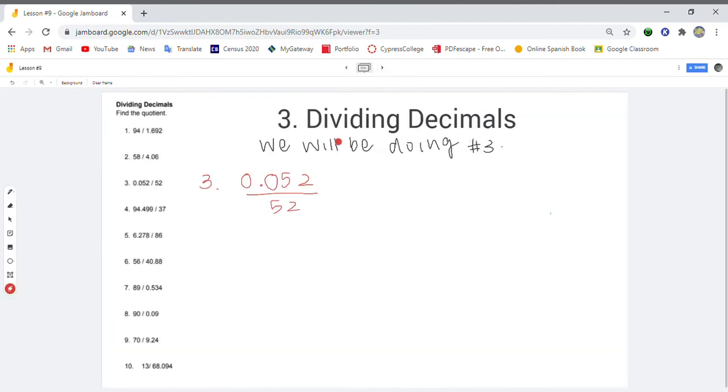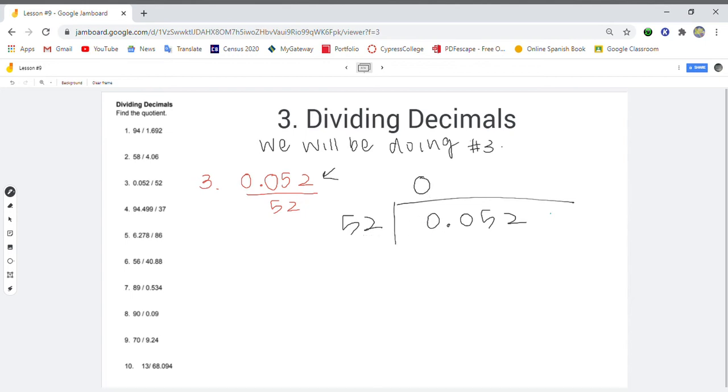Section number 3 is dividing decimals, and we'll be doing number 3 together. It says find the quotient: 0.052 divided by 52. So when writing this, we have to put the numerator down here and then the denominator out here. This one we just have to do normally. So can 52 go into 0? No, it cannot. It goes in 0 times.